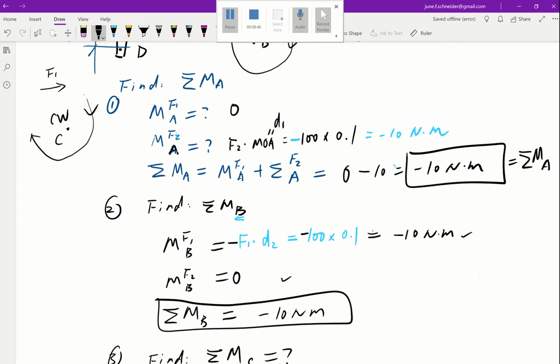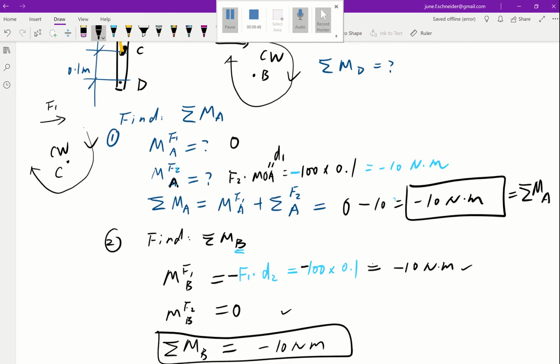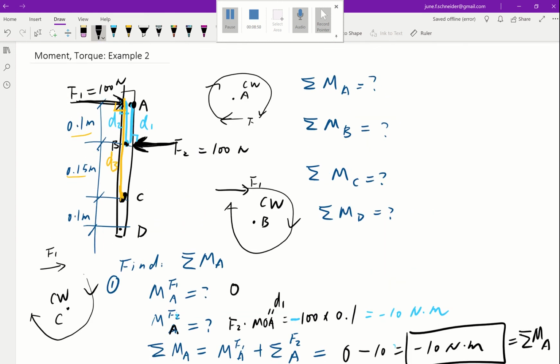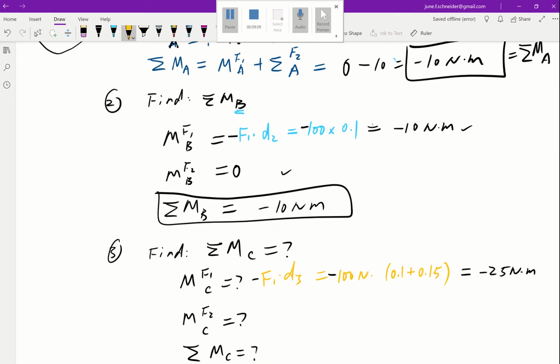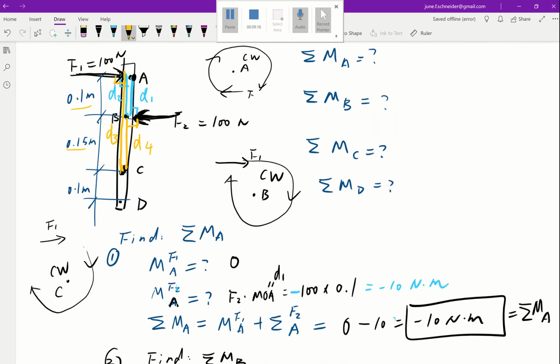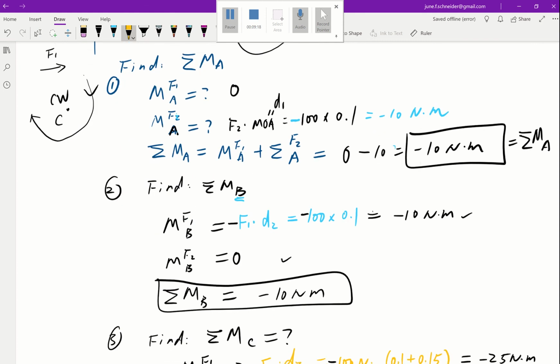Now let's look at F2 rotating about C. F2 is here, rotating about C. We need to figure out the moment arm here. So it's from rotational point C to this force F2, and it has to be perpendicular. So that's going to be our D4, our moment arm. So we'll have F2, the force, times D4. Force is 100, and this D4 is 0.15.